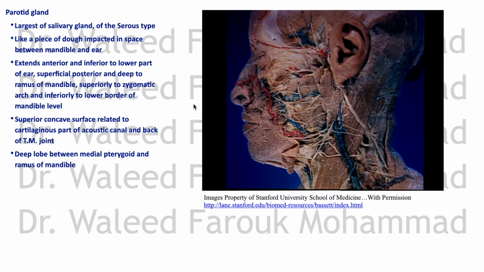When I showed you a picture of the histological structure, you couldn't identify lots of blue and lots of vacuoles indicating mucus. But with the parotid, you can't mistake it because it's all scattered blue. It secretes a watery saliva rich in enzymes. Now, we said it's the largest of the serous type.